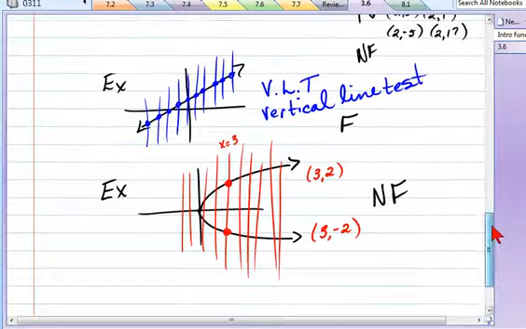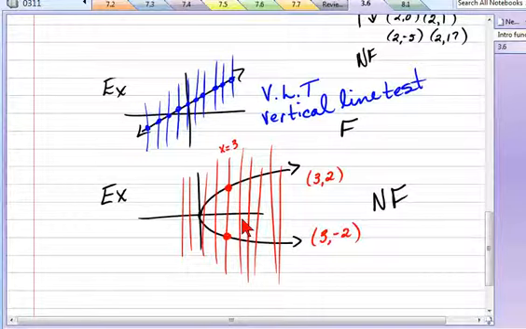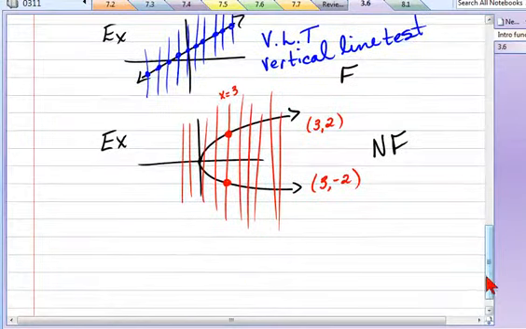Passing the vertical line test means that every vertical line only hit it once. Failing the vertical line test means that a vertical line somewhere hit it 2 or more times. Is that okay? Passing, failing. All right. That was the vertical line test.